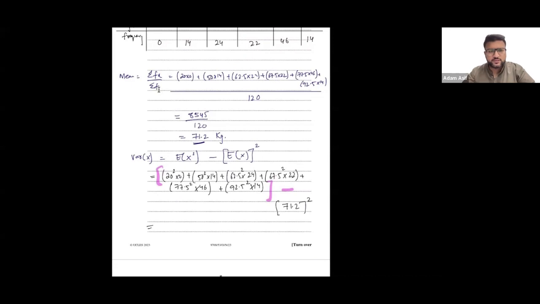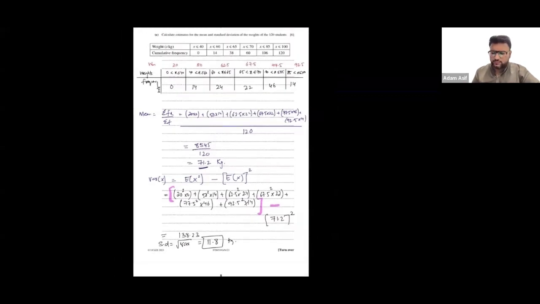All right, solving this will give you 138.23. Now the standard deviation is the square root of the variance. So the square root of this answer is 11.75, which is 11.8. That's the working for the standard deviation and the mean.